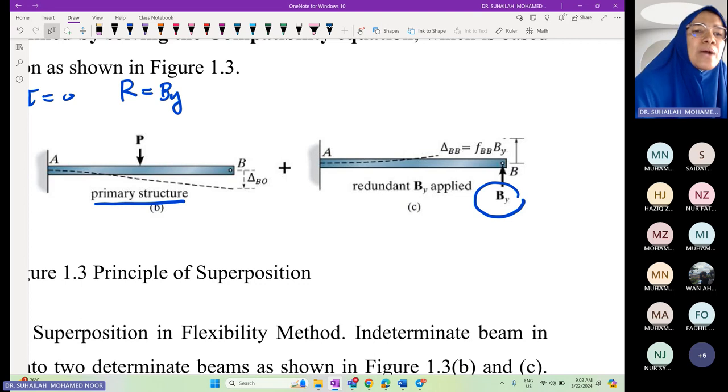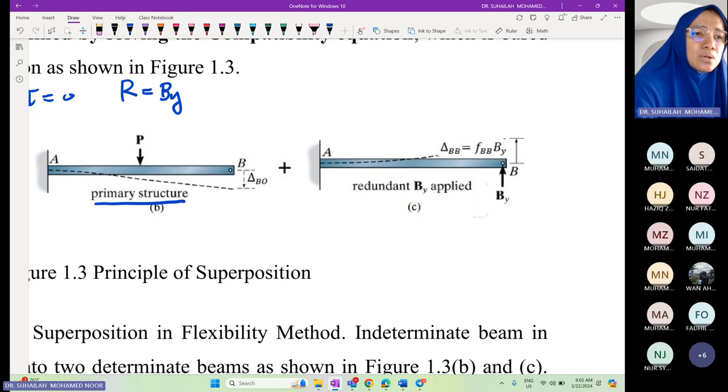Kita assume, we assume it is applied load into the beam. Kita letak BY as an applied load. Assume that BY is an applied load. That is why kat sini dia tulis BY applied. Redundant BY applied is the redundant system, redundant beam, redundant structure.